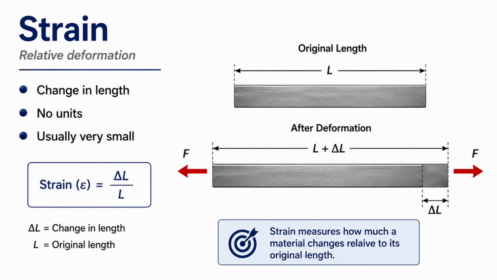Strain measures how much a material changes length relative to its original length. It is defined as the change in length divided by the original length. Because strain is a ratio of two lengths, it has no units. In most engineering situations, strain values are very small, often resulting in only tiny changes in shape or size.